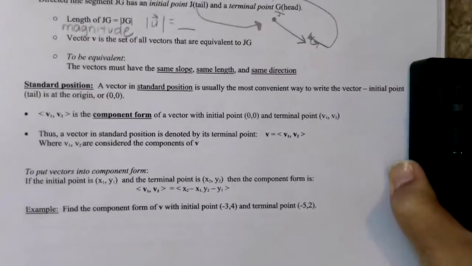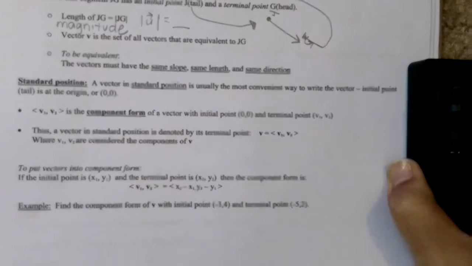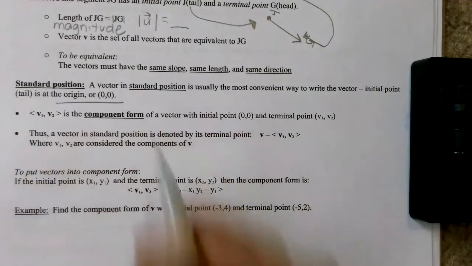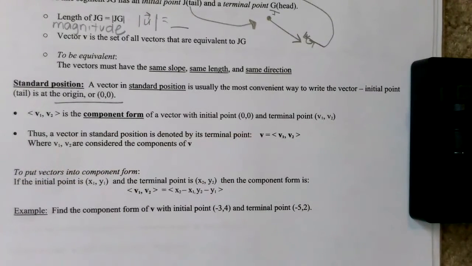Standard position of a vector is the most convenient way to write a vector, and that's because it's the easiest. We can pick a vector up and move it wherever we want. So it's easiest for us to pick that vector up and let it start at the origin. Let it start at 0, 0. So that's what standard position is. It is writing the vector with the initial point or the tail at the origin. And that is moving it into standard position.